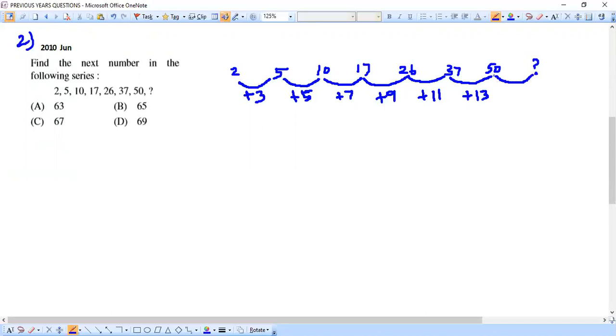Okay, that's it. Anyways, we need the answer. The next term is going to be the question mark. We need to find which number will replace this question mark. So let's see the pattern now, whether we are able to observe any pattern here.